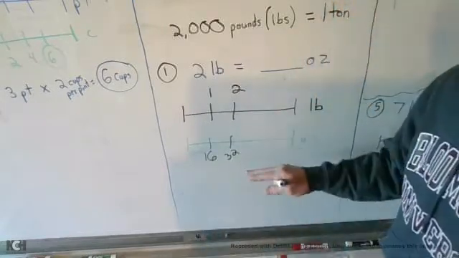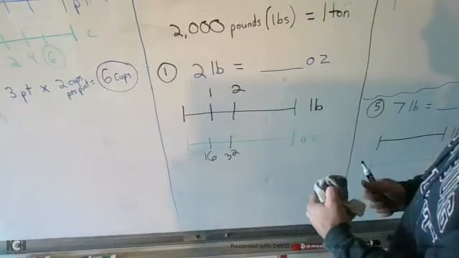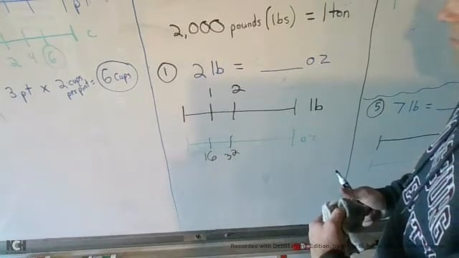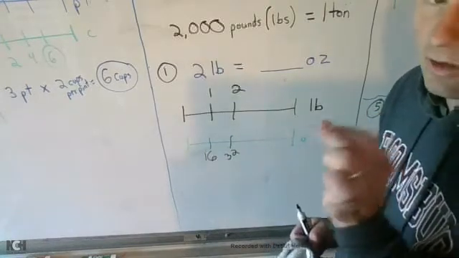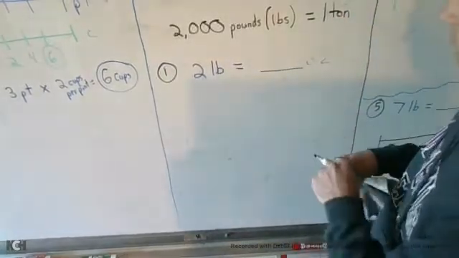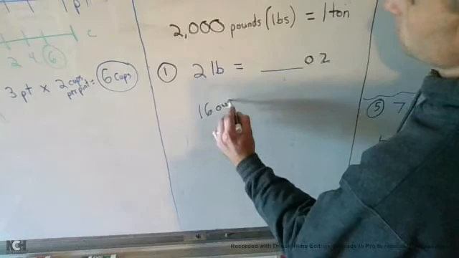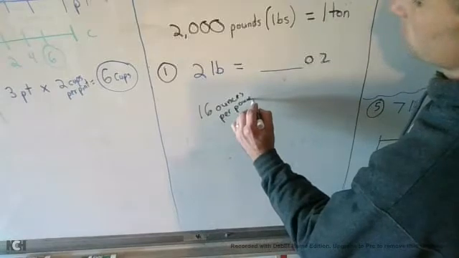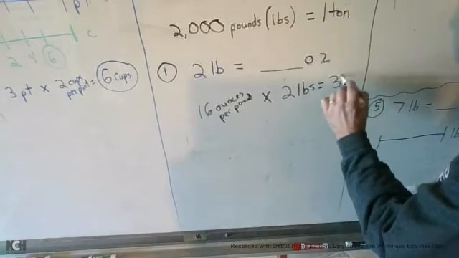So to solve that, I would solve it not just using a number line, but by making an expression. I would have 16 ounces times the 2 pounds. And that would give me 32 ounces. Because 16 ounces is how many ounces are in 1 pound. So the way I would write that: 16 ounces per pound times 2 pounds equals 32 ounces.